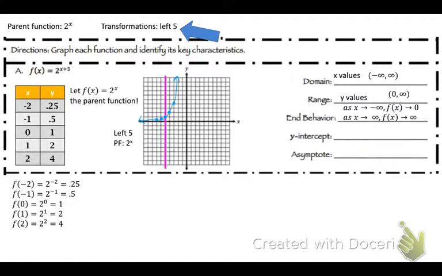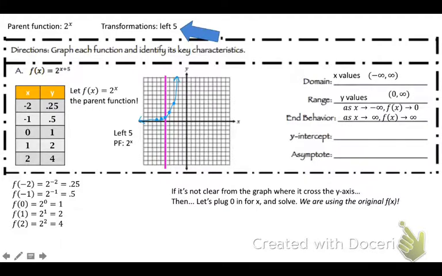And then as x goes to +infinity, f of x goes to +infinity, so the right side of this graph is going to +infinity. Now my y-intercept, it's not super clear where this crosses the y-axis. I can't really tell. So I'm going to plug 0 in for x and then just solve it. And we're going to use the original f of x. So this is going to be f of 0 equals 2 to the 0 plus 5 power, which is 2 to the 5th power, which is 32. So the y-intercept there is 0, 32. Okay, then my asymptote is the same as whatever value's on my range, so that's going to be y equals 0.